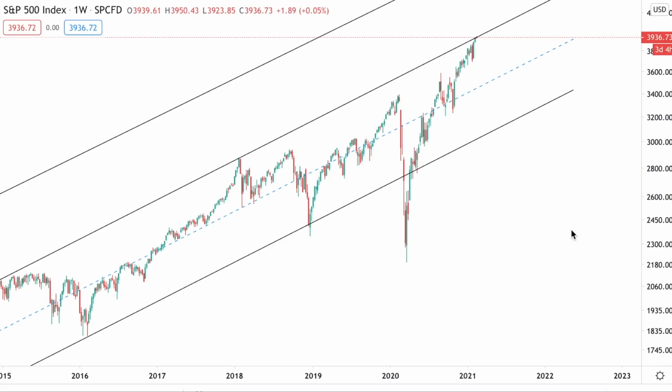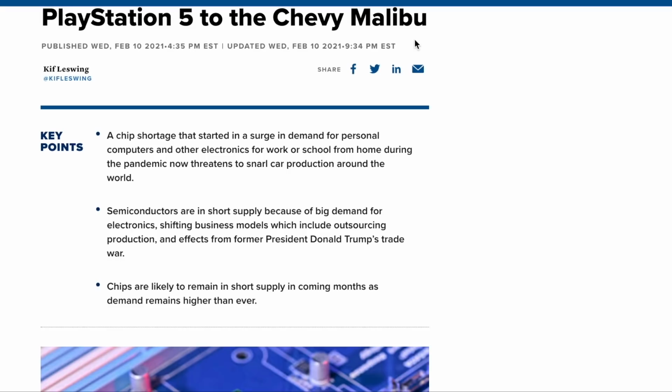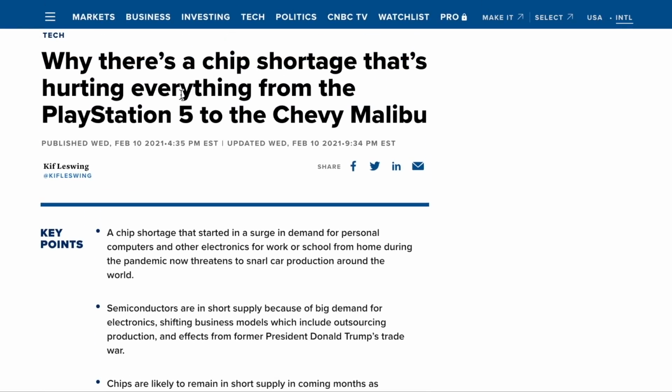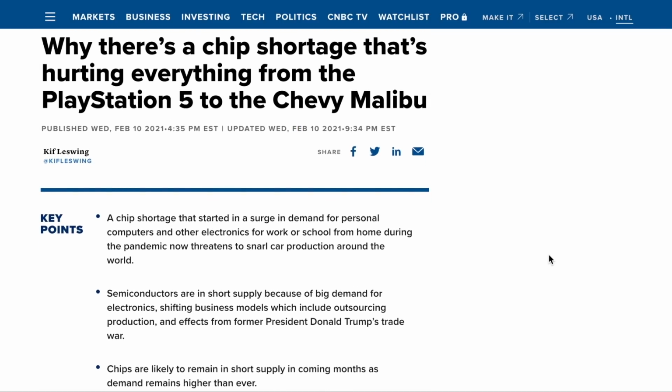So now let's take a look at some of those fundamental factors that we talked about, starting with the global chip shortage that we've been seeing in February 2021. And this is really an interesting phenomenon that we're seeing with the current position of the stock market at all-time highs. Why do I say this?